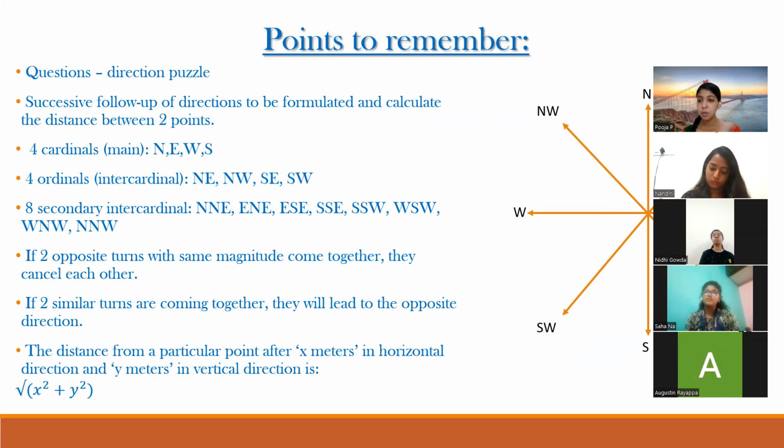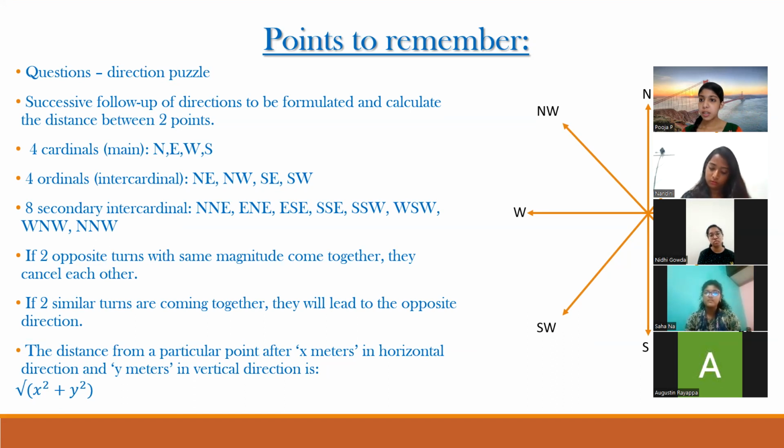One is direction, that is, in which side it is moving: right, left, up, and down. We will call it with the compass directions, that is north, south, east, and west. And the magnitude, that is, to what distance the person or the character in the question has moved. Is it 5 meters or 2 meters, or maybe in kilometers or centimeters? The unit doesn't matter here. The distance or the magnitude actually matters.